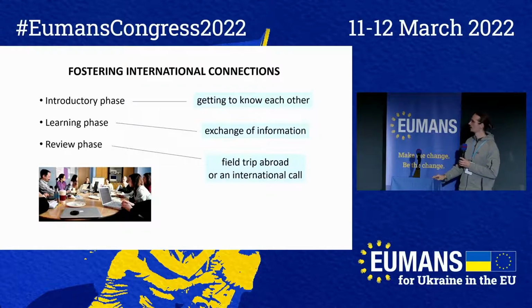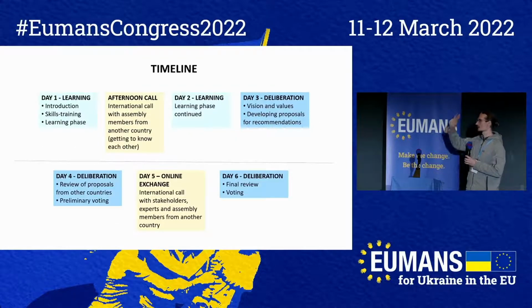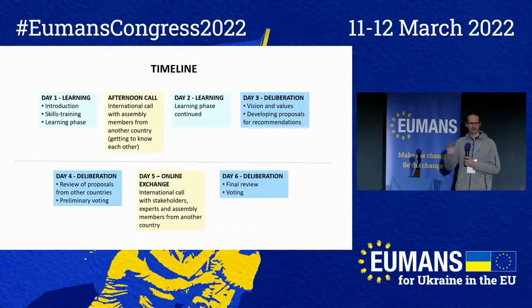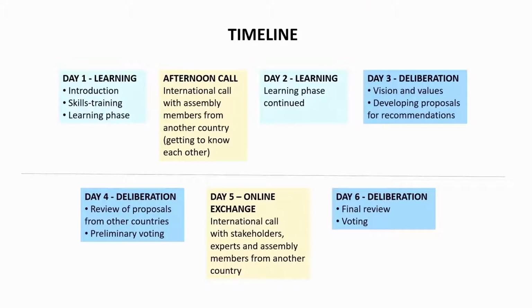This is all included in the detailed design. We don't need to cover everything here. This is just to show you how it could work in practice. At least 5 meetings in person on this national level, plus those yellow boxes are the international calls. This would be the minimum. So you would have 2 meetings for learning only and 3 meetings for deliberation only.